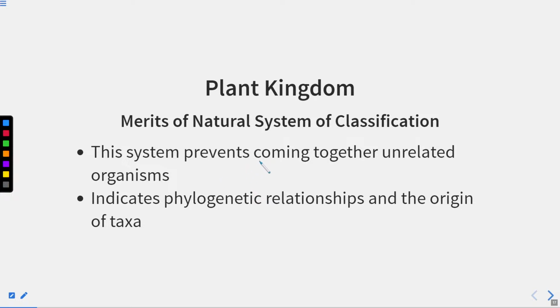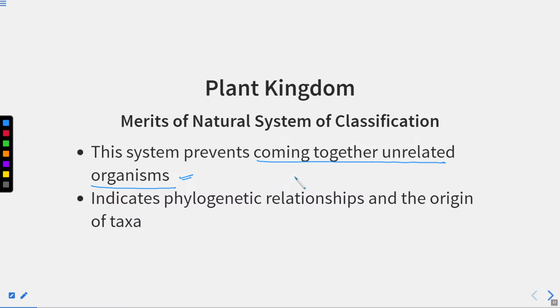This system prevents unrelated organisms from coming together. So we are not only considering the similarities of the characters, but also the dissimilarities. We are not grouping those organisms which are dissimilar in their morphological characteristics, or dissimilar in the anatomical characteristics, or dissimilar in the cellular characteristics, etc. So we are considering all those characteristics, right?